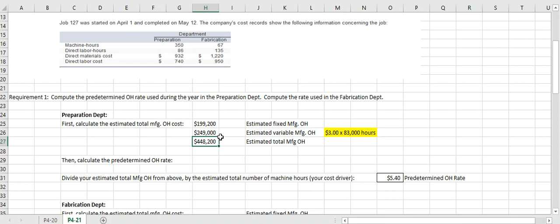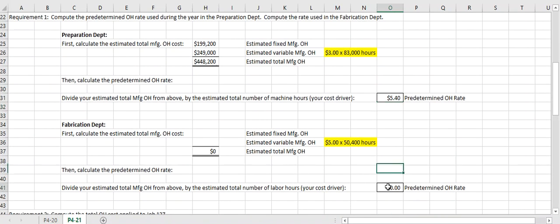So after we get the total manufacturing overhead, then we can calculate the predetermined overhead rate. So here's your instructions. You're going to divide your total estimated manufacturing overhead by the estimated number of machine hours, because that's our cost driver. So here we have total estimated overhead divided by our estimated machine hours, which was 83,000 machine hours. So it's $5.40 per machine hour in overhead. That's the amount we're going to allocate.